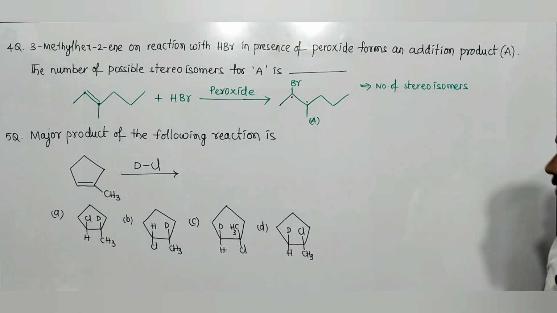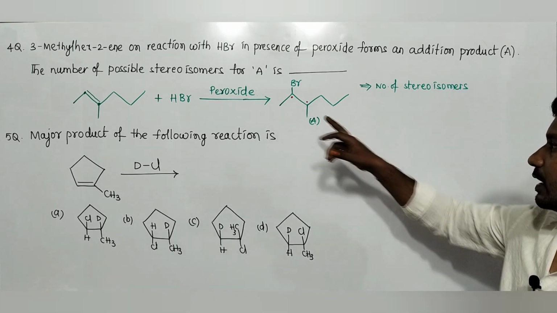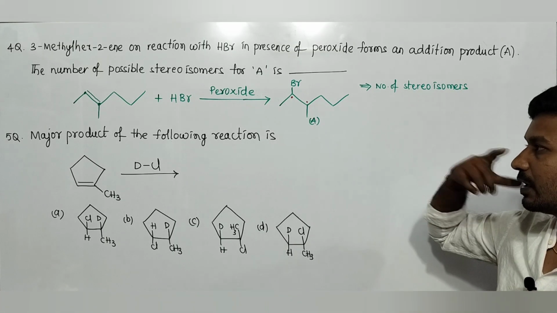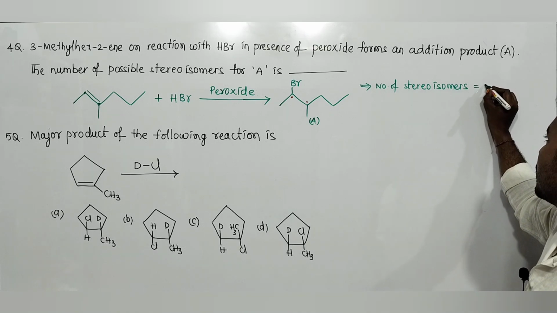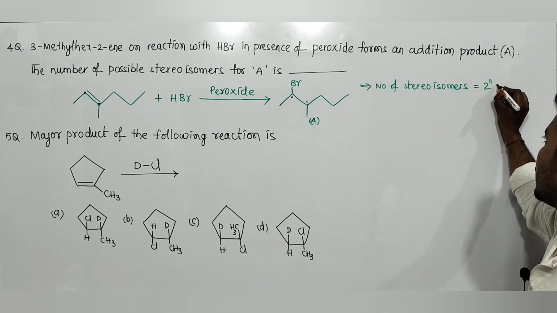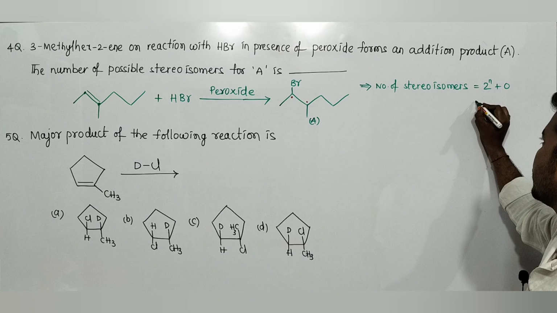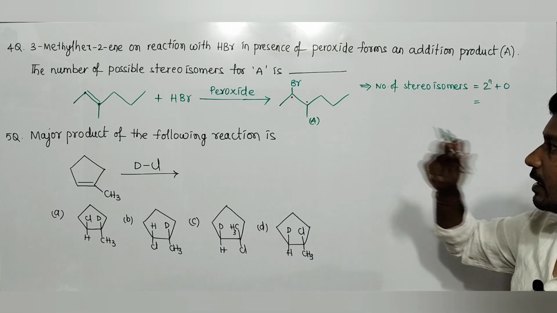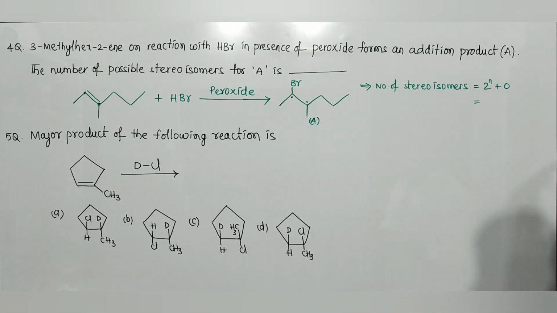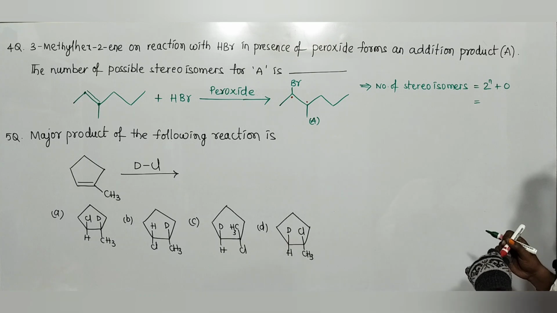Number of stereoisomers is equal to, so how many? Geometrical isomerism is not present because a double bond is not there. So that is optical isomers, 2 power n, plus stereoisomers are 0. So what is n here? n is the number of chiral centers.